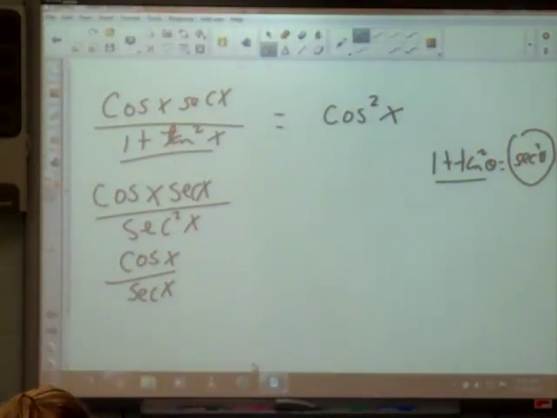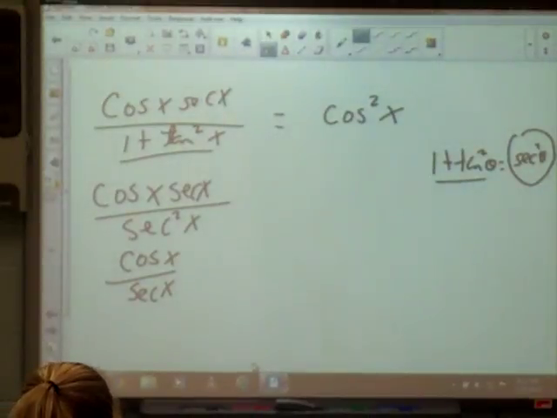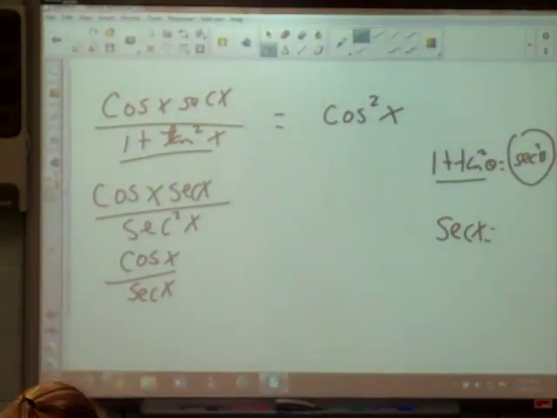What about now? Any ideas on what we could look at now? Secant is equal to 1 over cosine. Okay, right here, that's going to be the key. Gracie found it, very good. Secant is equal to 1 over cosine. She got that from the reciprocal identities.